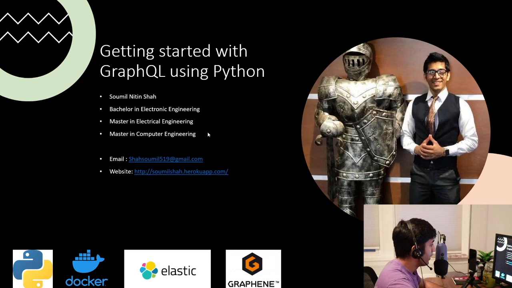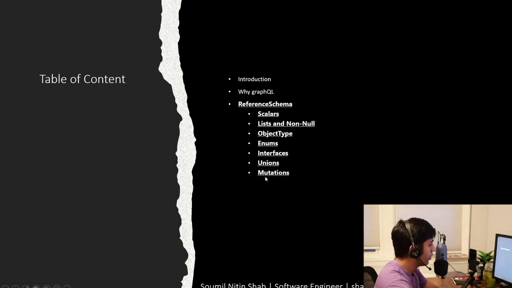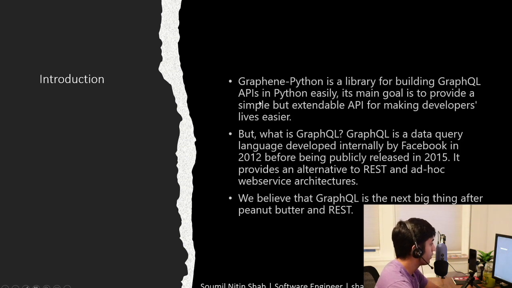Before even starting programming, let's understand what GraphQL is and why we should consider learning it. Let me show you the table of contents. I'll try my best, as I said, to teach you everything. We'll learn about scalars, then lists, objects, enums, interfaces, unions, and mutations. We'll see what GraphQL is and why we need to learn it.